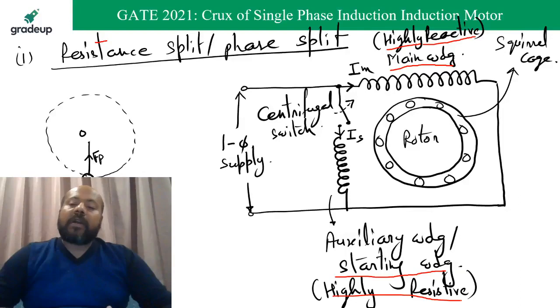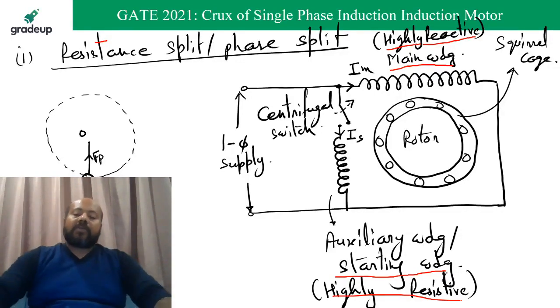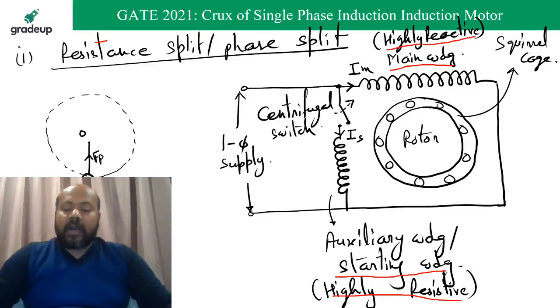So if your main winding is going to be highly reactive, naturally the current in the main winding is going to lag the applied voltage or the supply voltage by 90 degrees. So if the auxiliary winding is going to be highly resistive, then the angle between the main winding current and the starting winding current is going to be higher. So that sine alpha value, if alpha is that angle, is going to be more.